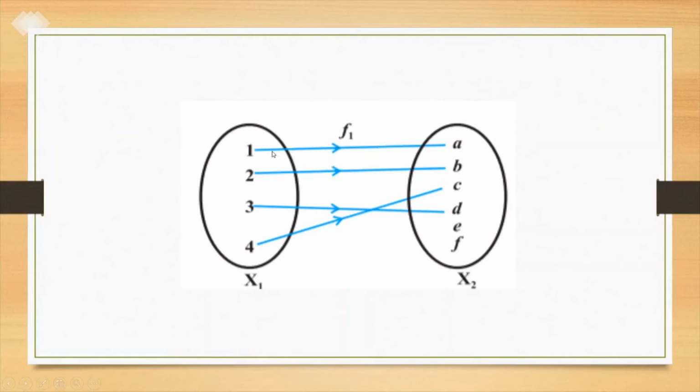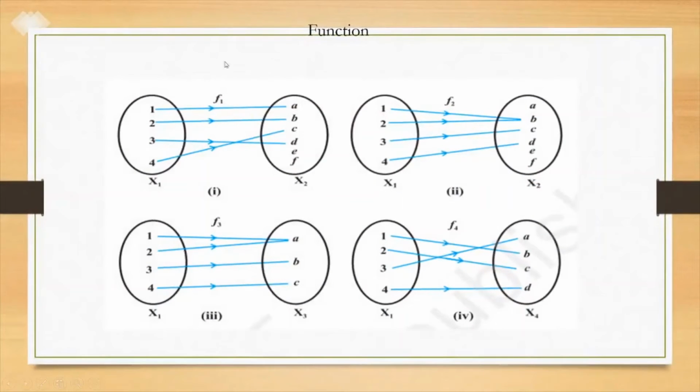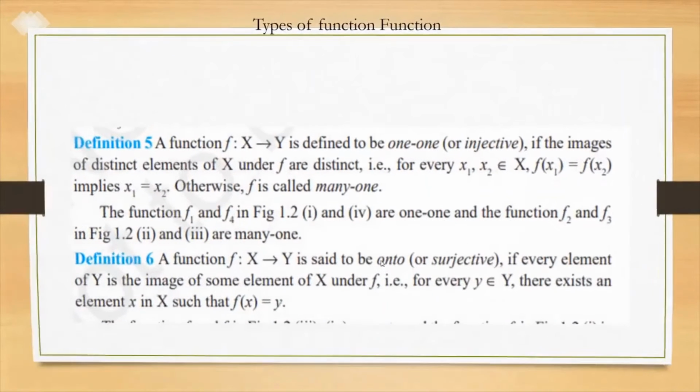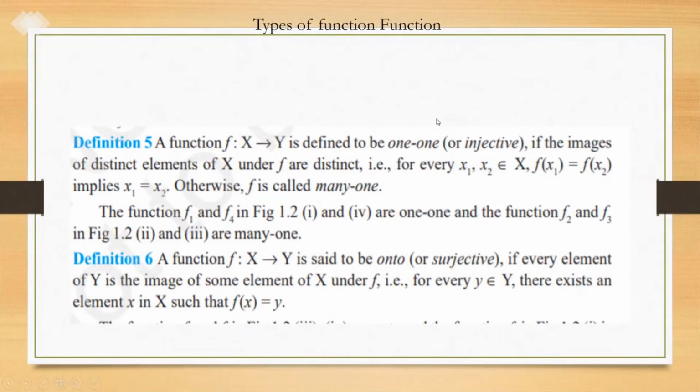So we write f is a function from the set x1 to x2. f of 1 is a, f of 2 is b, f of 3 is d, f of 4 is c. Okay. So this is another diagrammatic representation of the function. There are f1, f2, f3, f4, which are different functions from the same x1 to x2, different in some cases. So this is a function f1, this is a function f2. So f3, f4 are other functions. Next we move on to some special kinds of functions. Mainly there are two types of functions we are discussing.